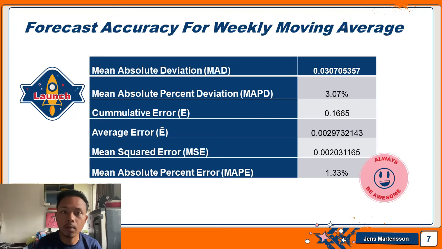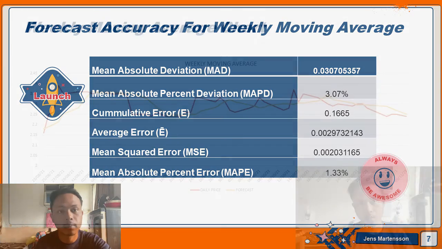As a result, from the forecast that we had done, we get all the forecast accuracy in order to improve our measure in this forecasting. So the mean absolute deviation that we get is 0.03071, and the mean absolute percent deviation, MAPD, we get 3.07%. The cumulative error we get 0.1665. The average error is 0.002972, and the mean square error is 0.002031, and the mean absolute percent error, MAPE, is 1.33%.